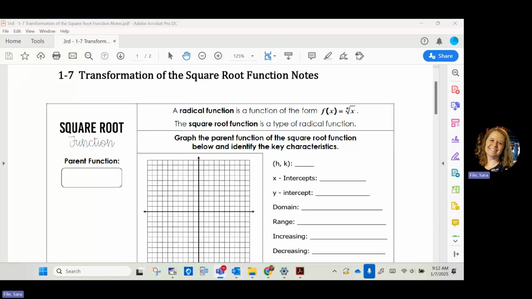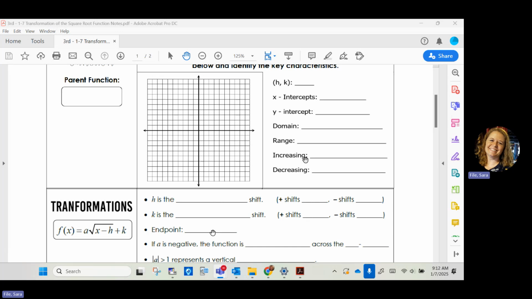Unit 6. Before the break, we finished up Unit 5. Units 4 and 5 were both over quadratics, okay? And square root functions kind of go hand in hand with quadratics. You're going to see some similarities. First, we're going to start with the graphs and key features, and we're going to review transformation rules.